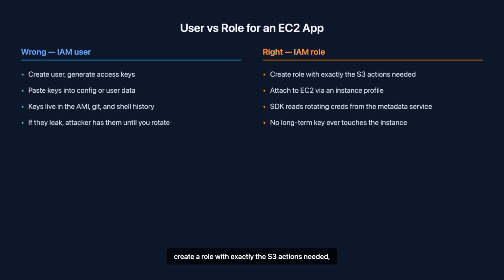On the right is the right way. Create a role with exactly the S3 actions needed, attach it through an instance profile, and let the SDK read rotating credentials from the metadata service. No long-term key ever touches the instance.